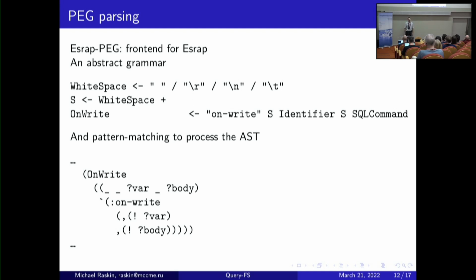I liked parsing expression grammars, and I implemented a wrapper for ESRAP to generate things from such grammar notation, and then to have the CL unification and have the helpers to process the syntax trees after parsing, with code like this in the matcher.